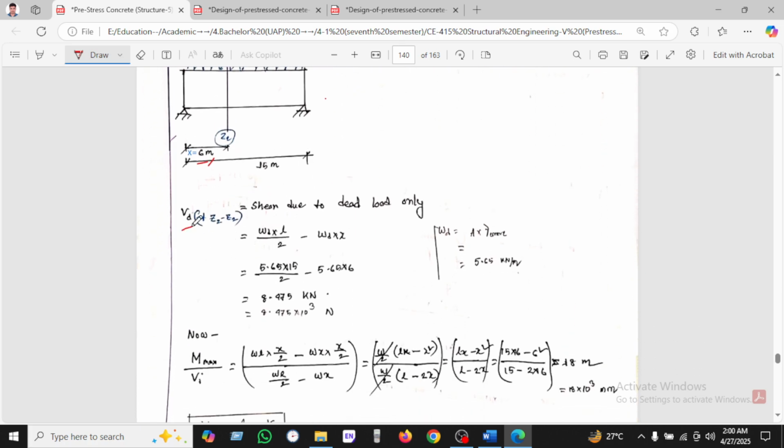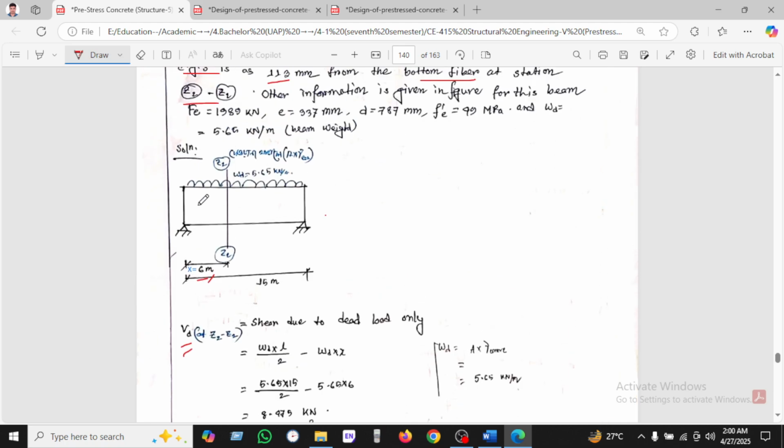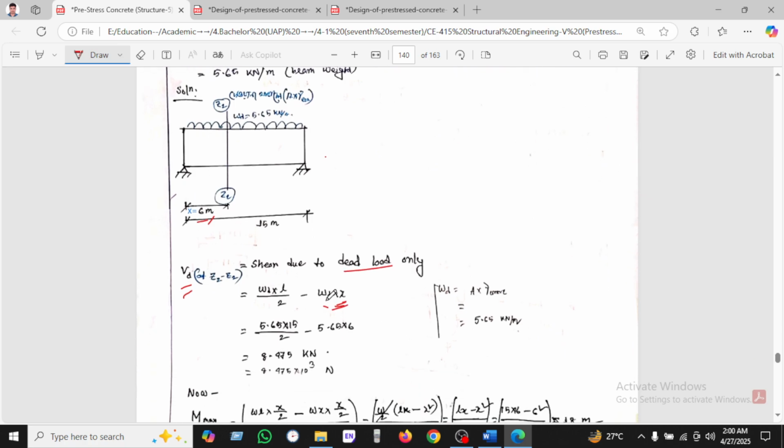So now we can calculate the shear at d, which is the depth of the shear. For the shear due to the dead load, we use WL, as the cantilever is acting here: W into L divided by 2 minus W into x. What is the value of x? x is the section from the left side, which is 6. I will calculate WD. W is area into concrete unit weight, and we found 5.6. Putting in this value, we found this value.